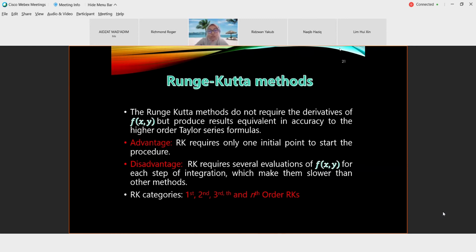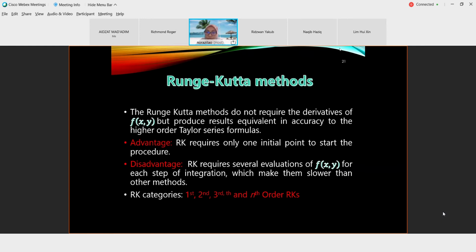No questions? So the Runge-Kutta method does not require the derivative of f x y but produces results equivalent in accuracy to the higher order Taylor series formula. Advantages: using Runge-Kutta requires only one initial point to start the procedure. Disadvantages: Runge-Kutta requires several evaluations of f x y for each step of integration, which can make it slower than other methods, but they are accurate. Runge-Kutta is more accurate than other methods.